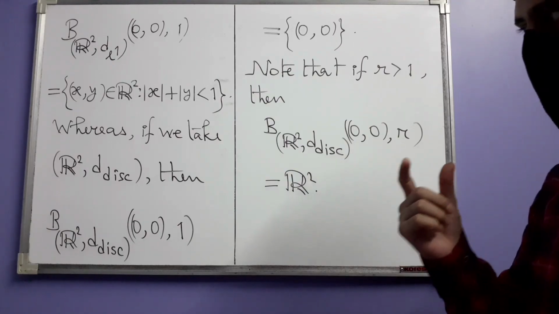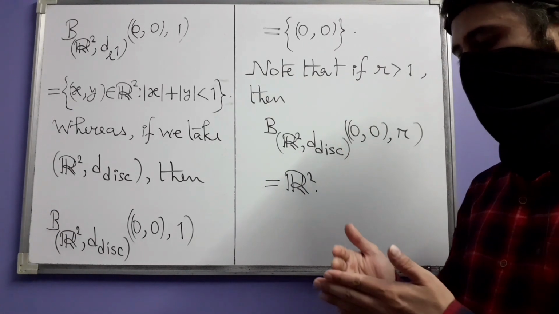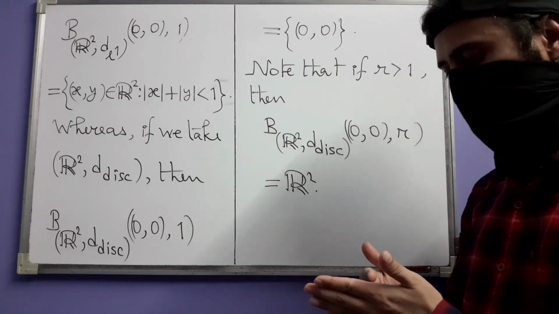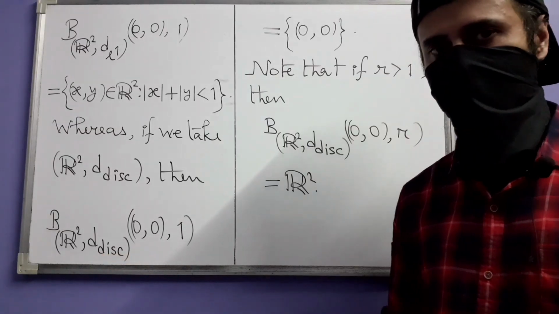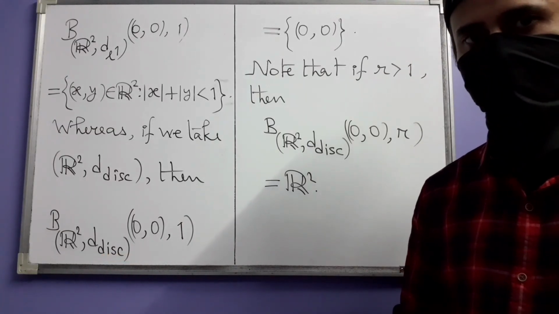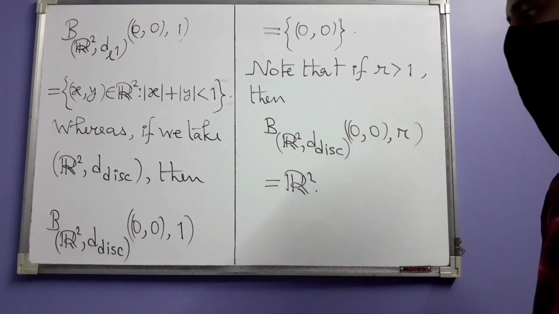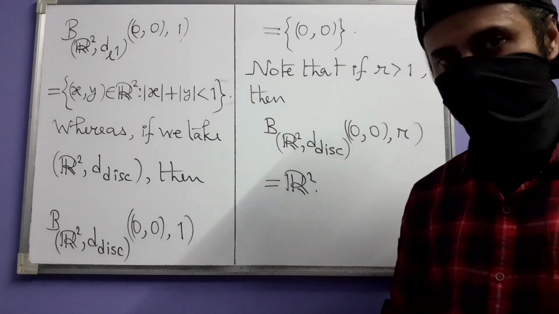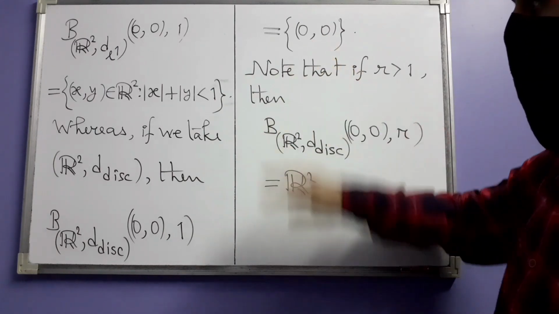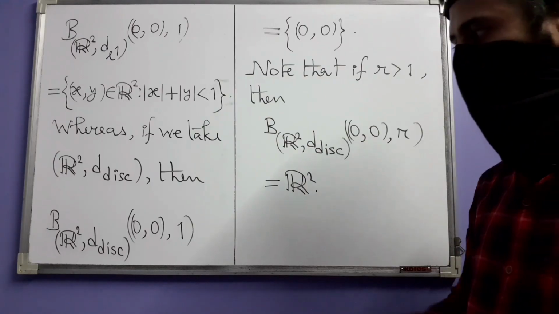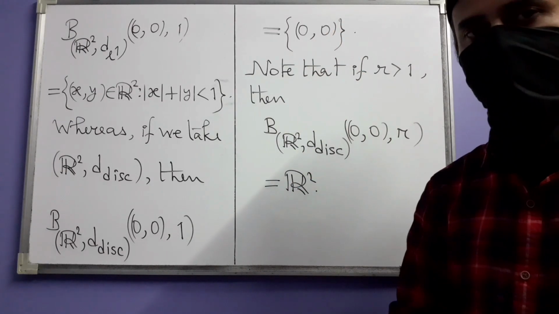Can we have any other point in R2 which also lies in this ball? If you take any other point in R2, then its discrete distance measured by the discrete metric from the point 0, 0 is equal to 1, because that's the definition of the discrete metric. So that obviously is not less than 1, it is equal to 1. So no point other than this origin can lie inside this ball. So in this very peculiar case, the ball is this single point in the plane.